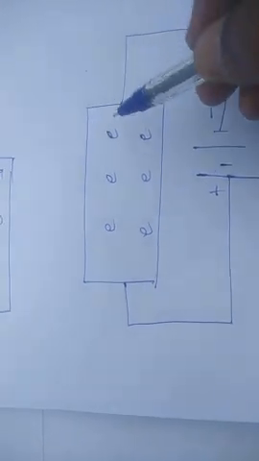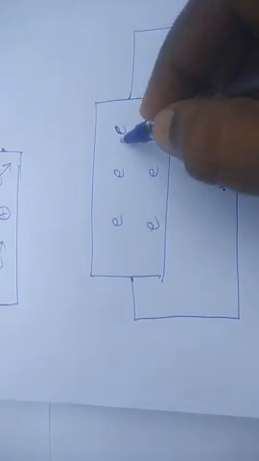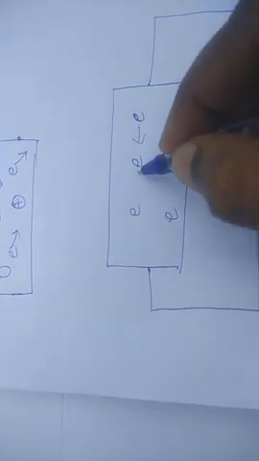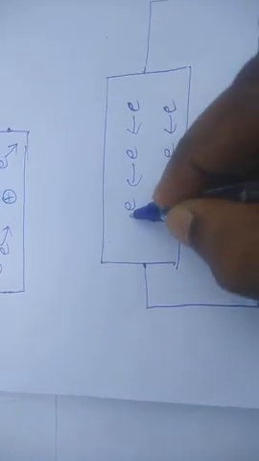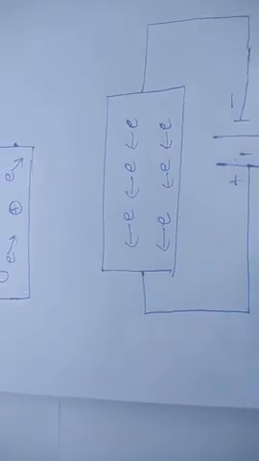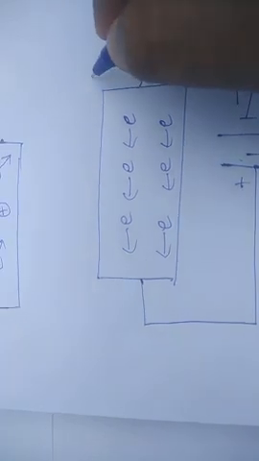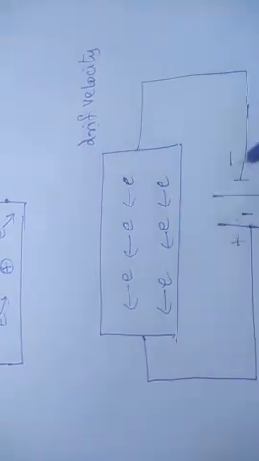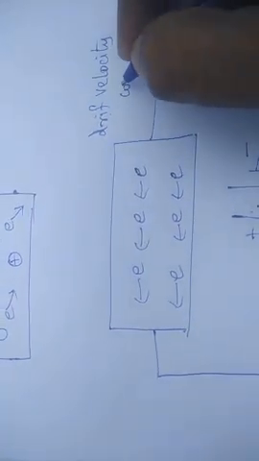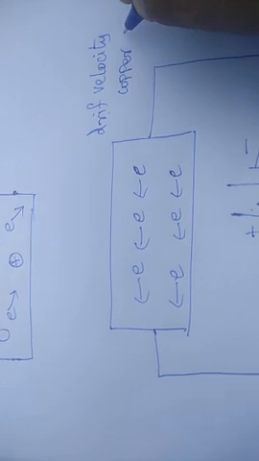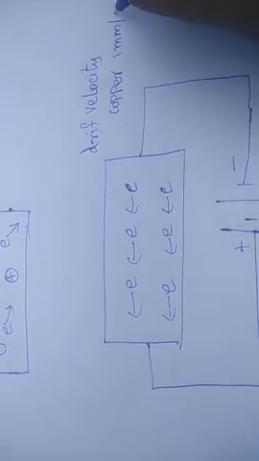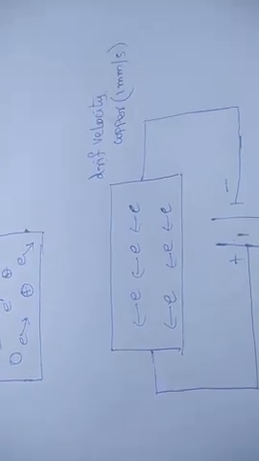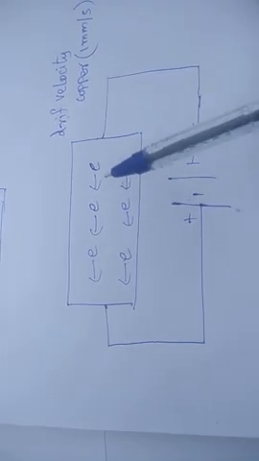So these electrons drift and move towards one particular direction, towards the positive terminal of the battery. This drifting velocity is called the drift velocity or drift speed of the free electrons. For copper, this drift velocity is 1 millimeter per second. Now we are coming to our definition.